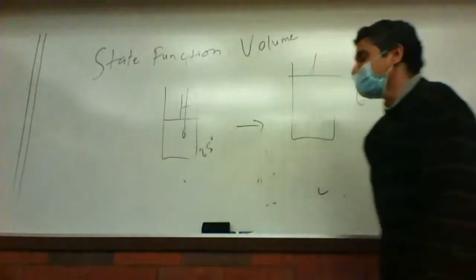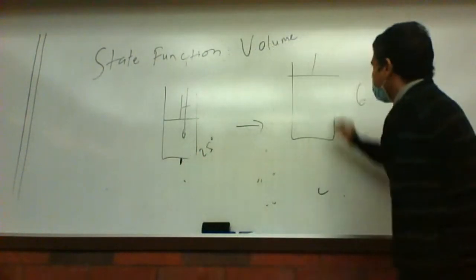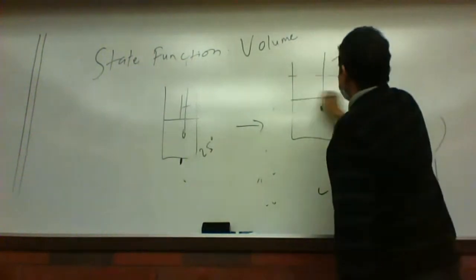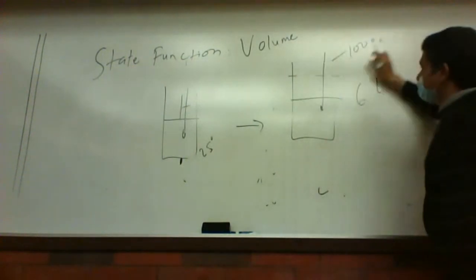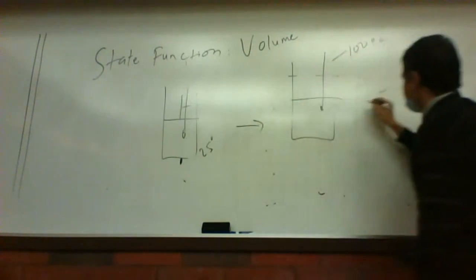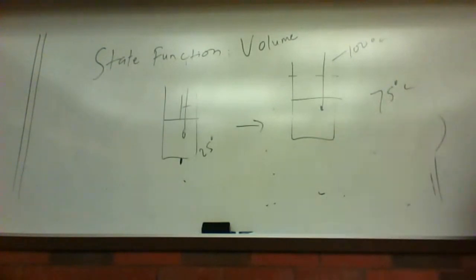So this is 25 degrees centigrade. Now you can heat this gas very slowly, and you can reach, let's say, 100 degrees centigrade here. What is the temperature change here? 100 minus 25. This is 75 degrees centigrade is the change in temperature, right?